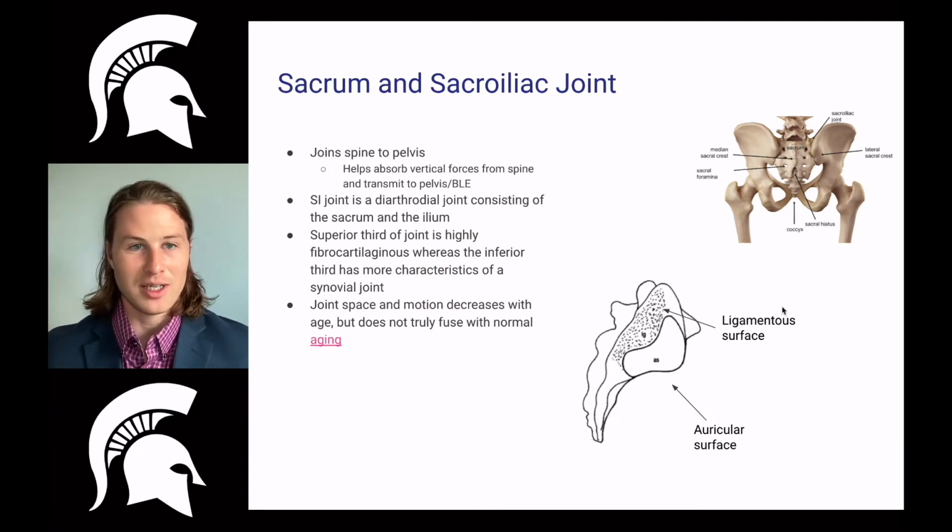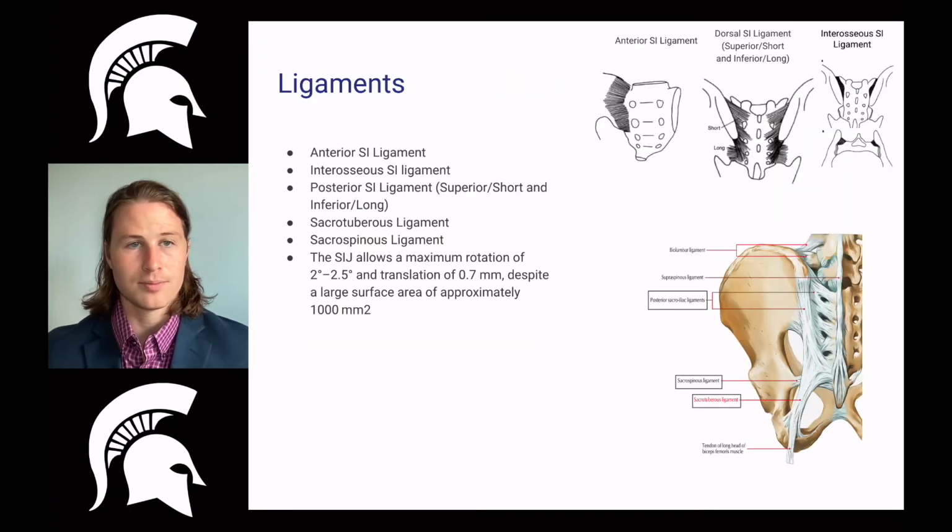We have the sacrum and the ilium that combine to make a diarthrodial joint. The superior third is more stable, as contributed by the cartilaginous structures that are more prominent in that area, and the inferior portion of the joint has more characteristics of a synovial joint. Joint space and motion can decrease with age, but the joint does not truly fuse with normal aging.